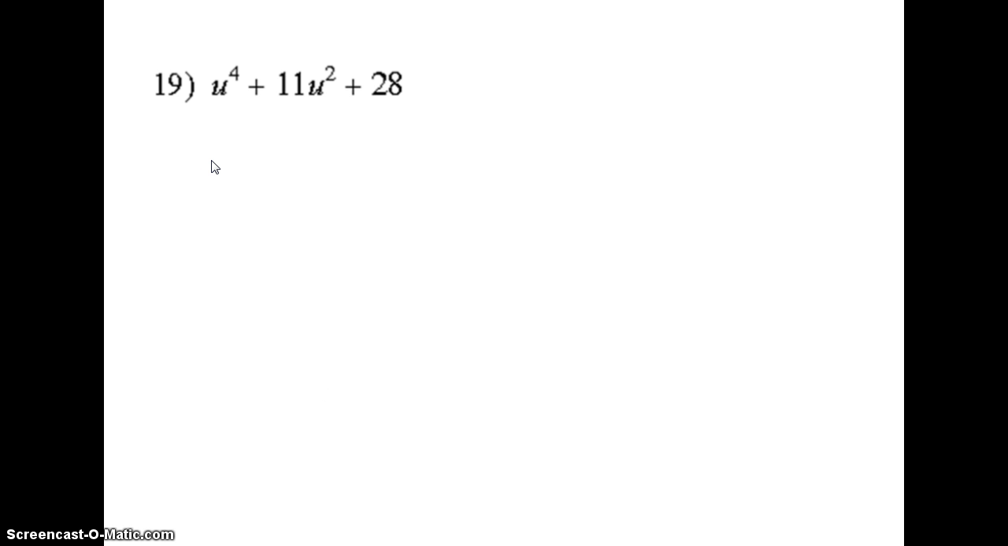Alright, so what we have here is another one with a power of 4. I don't see any greatest common factor, so I'm going to look for the factors of 28 that will add to give me 11. I find that to be 7 and 4, so I have u squared plus 7, u squared plus 4.